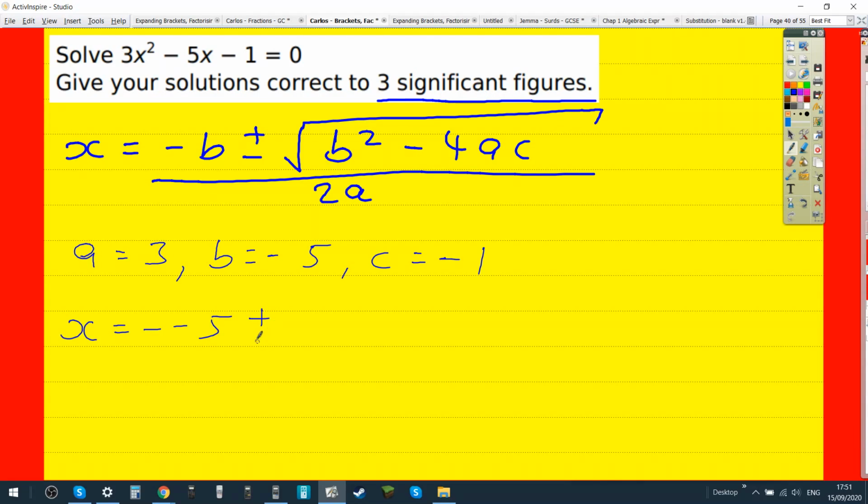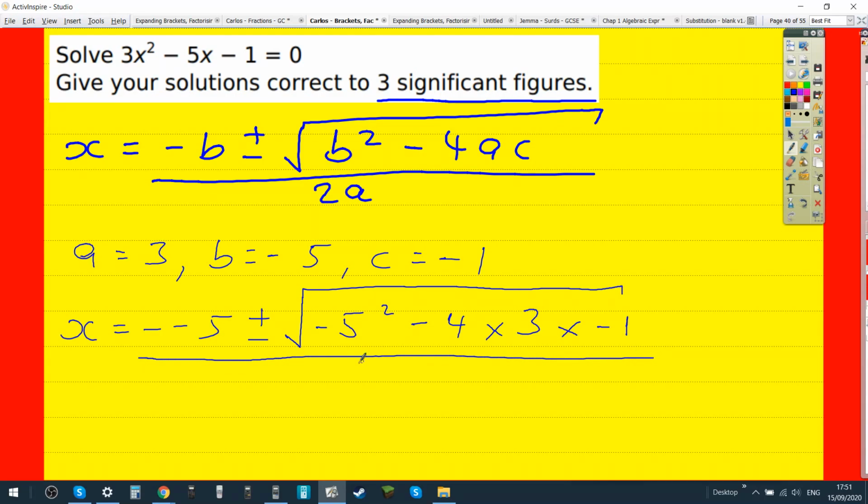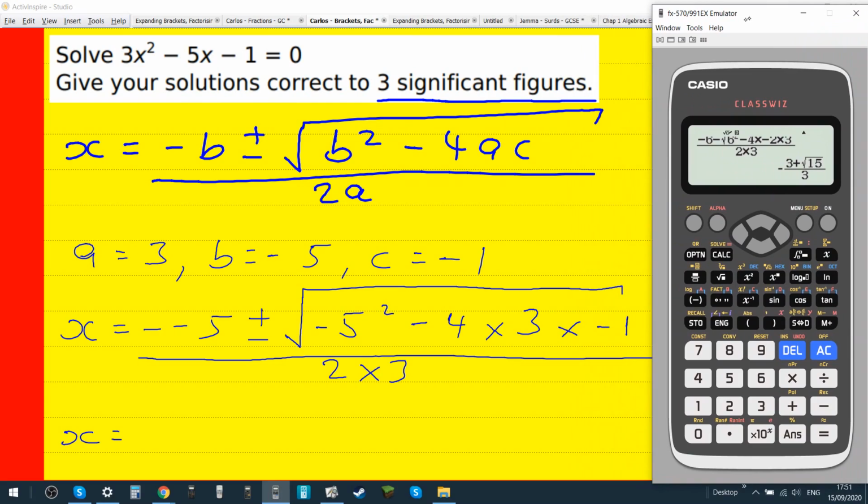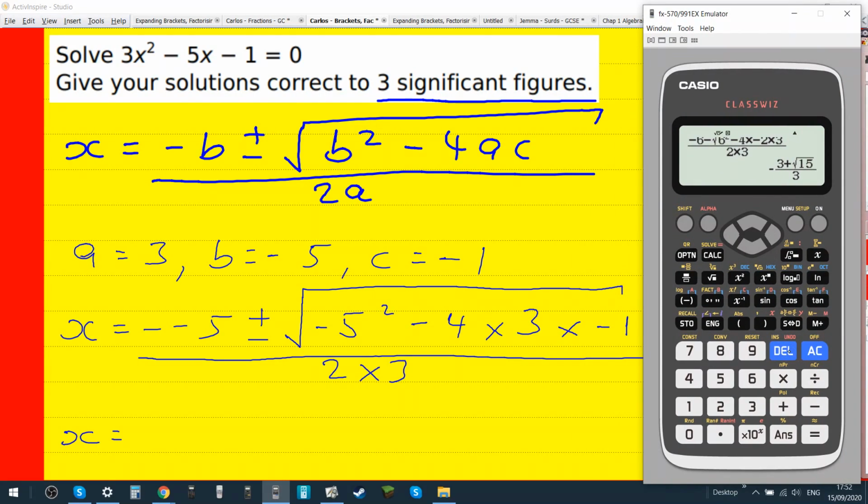Plus minus the square root, in the square bracket, minus 5 squared minus 4 times 3 times minus 1, over 2 times 3. So try putting that in your calculator. I suspect you'll make a mistake.